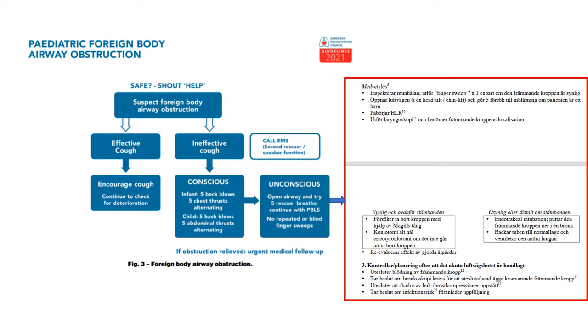The thing with front of neck access is that if you have a foreign body that is below the vocal cords, below the cricothyroid membrane, then it probably won't help you to do a cricothyroidotomy or a needle cricothyroidotomy, which I'll show you soon. So this method of trying to intubate is probably the one that will help you the most.